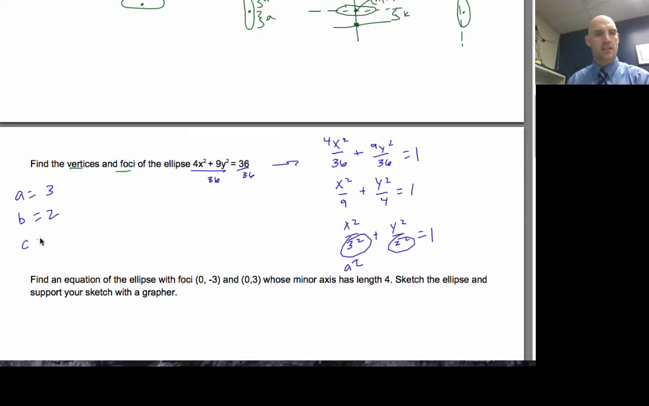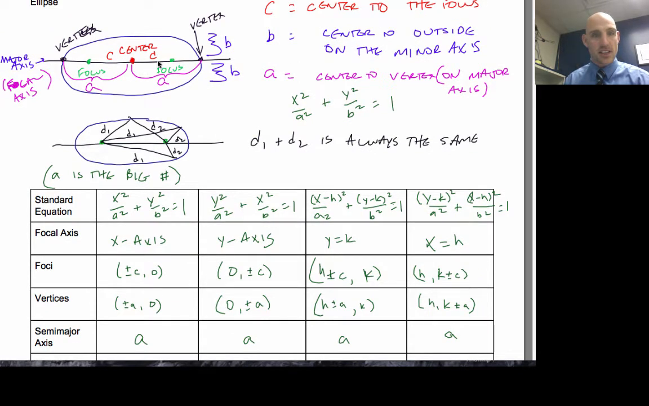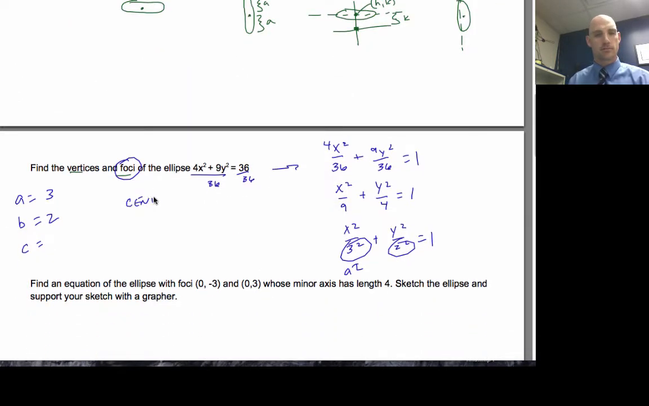Well, I need to find c. Why do I need to find c? Well, it wants me to find the foci, and I know from up here that my focus is c distance, this should be a c, looks like a d, c distance from my center. Well, what's my center? My center is at 0, 0 on this one. And so I need my c value. So a squared is equal to b squared plus c squared, which means 9 is equal to 4 plus c squared. So c is equal to square root of 5. Okay, so c is equal to square root of 5 in this case.